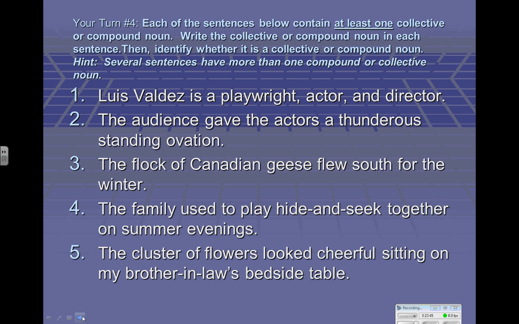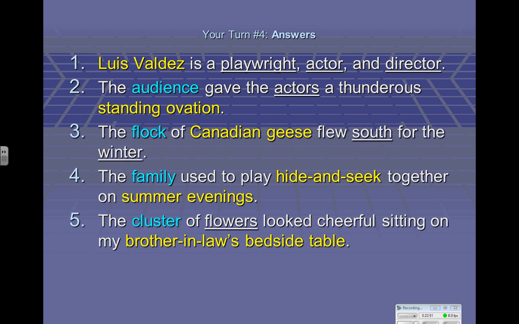Welcome back. Let's see how you did. Here are the answers. Number 1, we did together. I've highlighted the compound nouns in yellow and collective nouns in light teal. The nouns that are just underlined are nouns that are not collective or compound. On your paper, you should have written Luis Valdez, and you would have written compound.